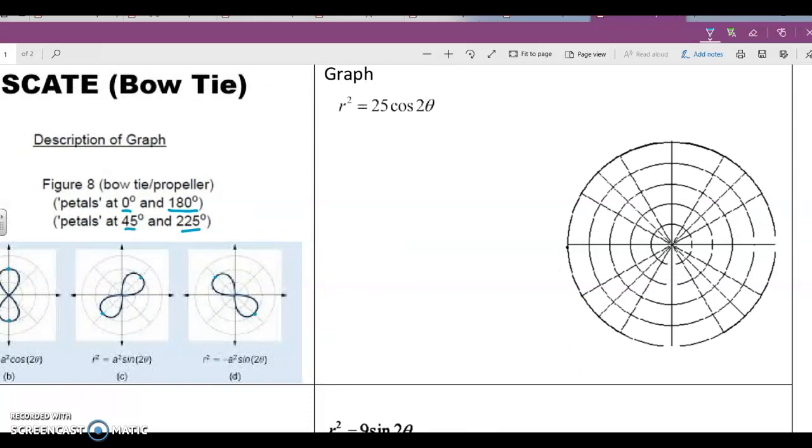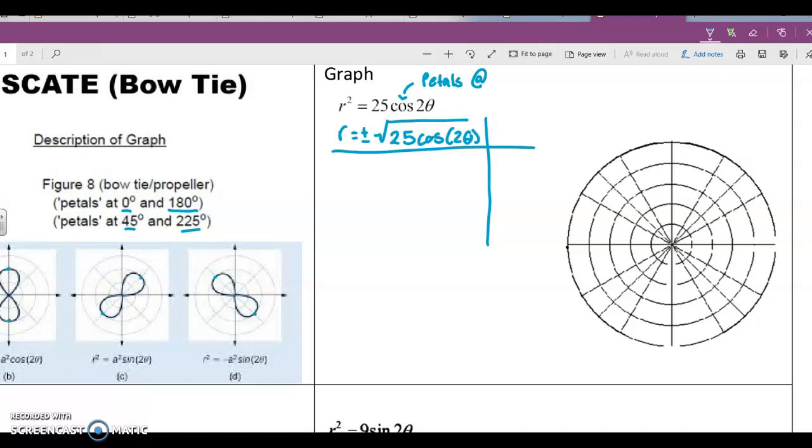So first thing we want to do, we don't really want to deal with r squared, okay? Let's just get rid of it. So if we get rid of that, we have r is equal to the square root of 25 times cosine of 2 theta. And remember, when we take the square root, we have to deal with plus and minus. So that's what r is equal to. And we know that since we have a cosine right here, and it's a positive cosine, our petals will be at 0 and 180 degrees, or 0 and pi, whichever way you like thinking about it better.